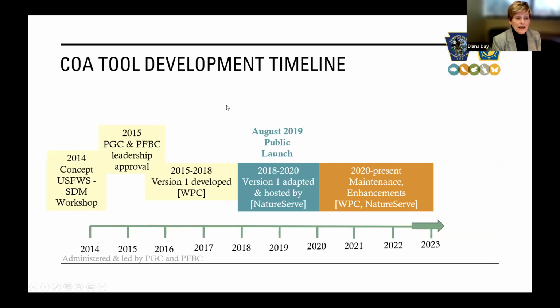This wasn't done quickly. It's been quite a venture, starting out in June of 2014 with a structured decision-making workshop at NCTC, where the concept was developed. Then we had to work through leadership of both commissions, Game Commission and Fish and Boat Commission, to get their approval to move forward with this concept. Then Western Pennsylvania Conservancy helped develop essentially the first version of the tool.